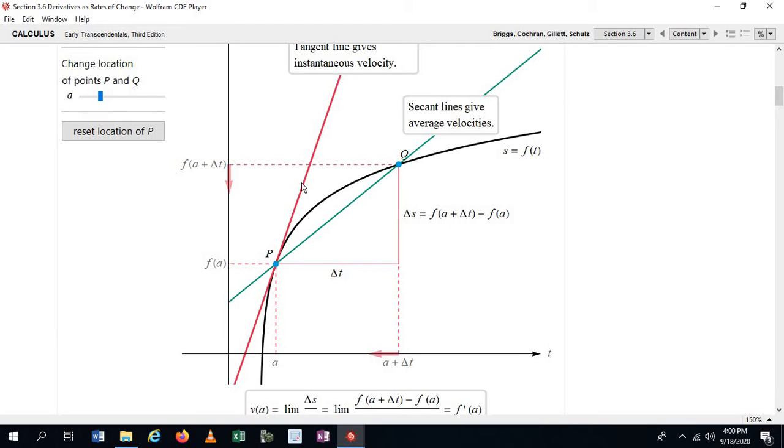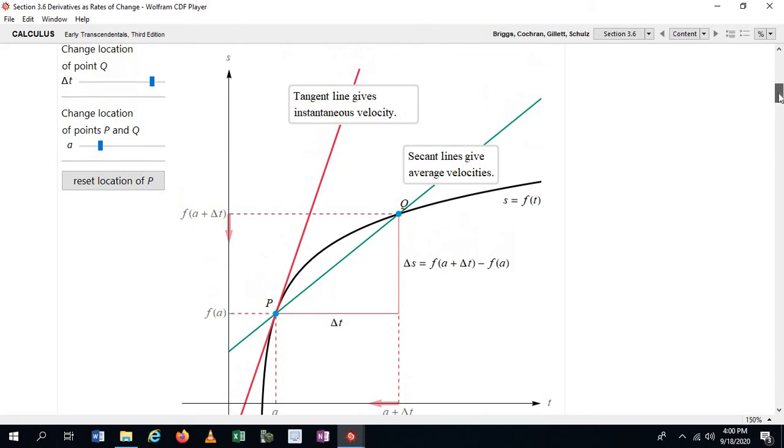So how do we find the slope of this tangent line? Well, you may remember the way we find it is we look at the slopes of the secant lines between the point P and Q, and we let delta t head towards 0. As delta t is heading towards 0, we look at the slopes of the secant lines and we see what they're approaching. And whatever they approach is the slope of the tangent line at this point t is equal to a. In other words, it's a limit.